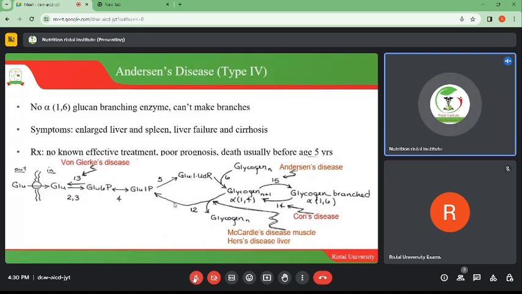So there's Andersen's disease. You lack the alpha 1,6 glucan branching enzyme and can't make branches. So your body cannot make branches. And the symptoms are that you have an enlarged liver and spleen. You have liver failure and cirrhosis. There is no effective treatment that is known for this condition, and there is a poor prognosis. Prognosis is the outcome of treatment, and it is so deadly before the age of 5. I think a few of the children with this disease actually survive.